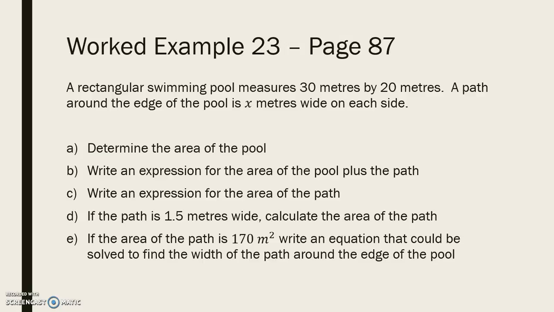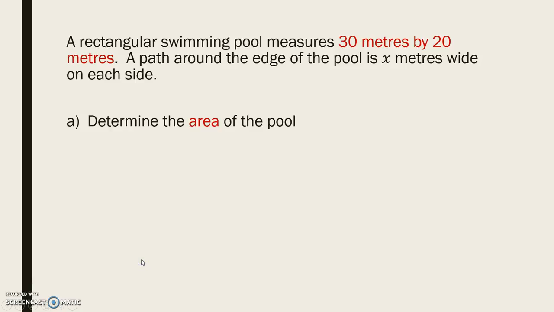We have a rectangular swimming pool measuring 30 meters by 20 meters. A path around the edge of the pool is X meters wide on each side. So we've got a few questions that we're asked to solve using that information. And we're just going to work through them one at a time. So here's the first one, and the first part of our problem solving strategy is C. So for each of these parts we're going to go through see, plan, do, check.